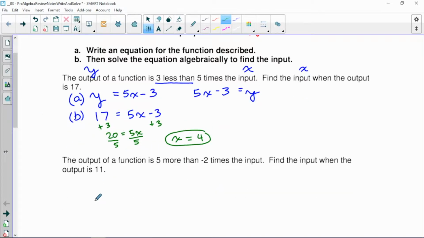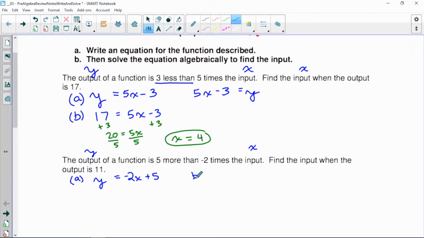Try this next one. For part A, the output y of a function is 5 more than negative 2 times the input. Output of a function is 5 more, we like to put the plus 5 at the end, than negative 2 times the input. Hopefully you got negative 2x plus 5.